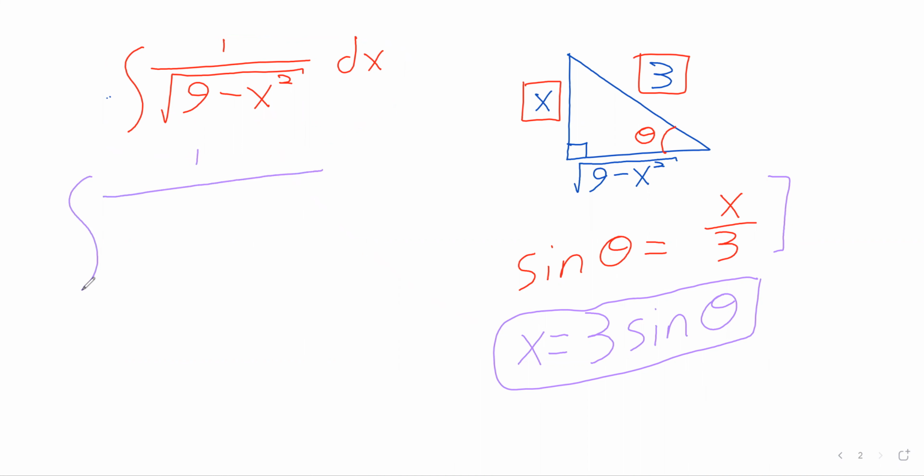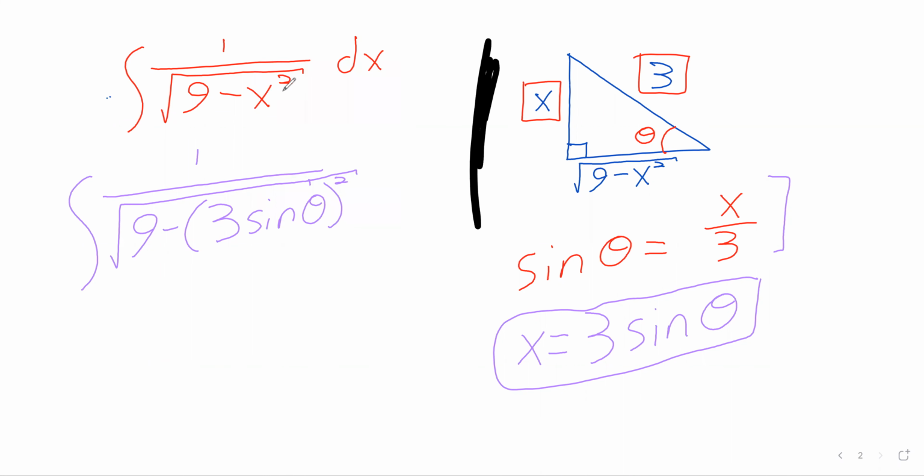1 over the square root of 9 minus 3 times the sine of theta squared. And let me separate these.